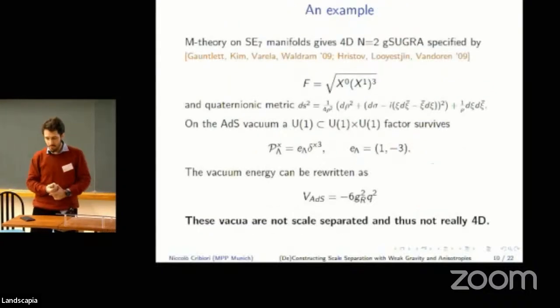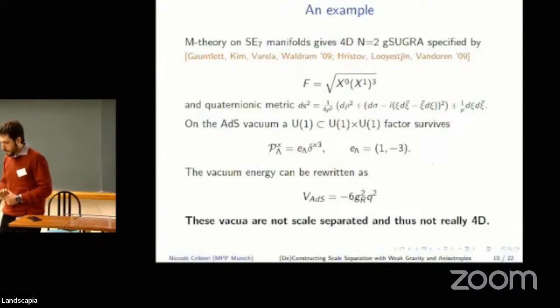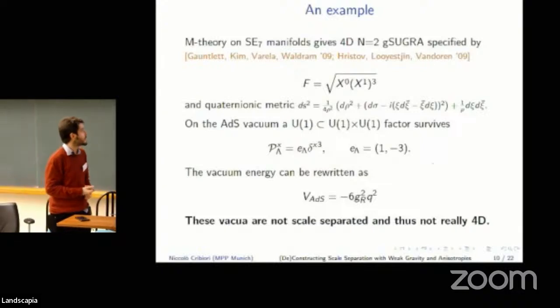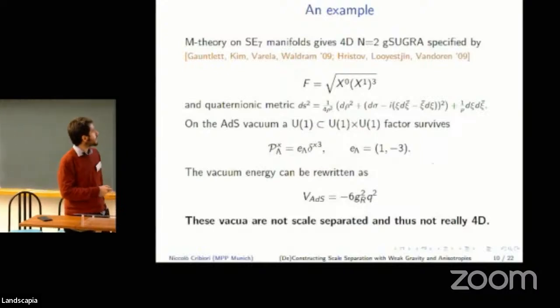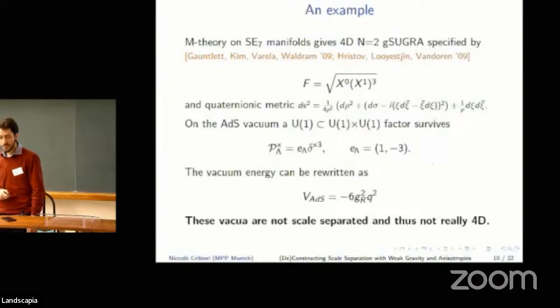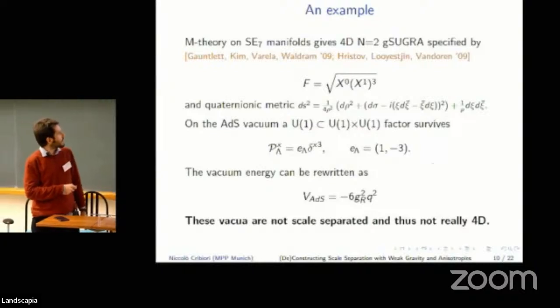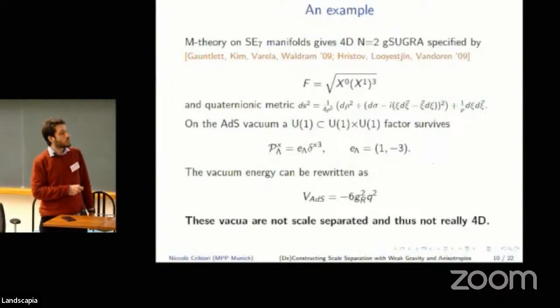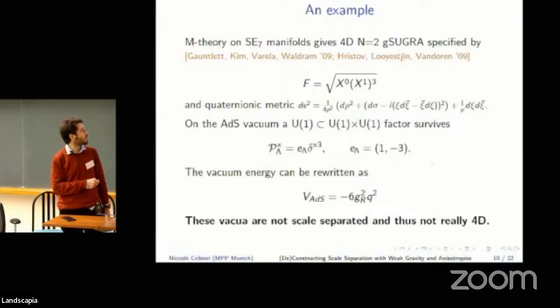So let me give you an example very briefly. A known class of models from top down, which gives for the N equal to 2 gauged supergravity, is M-theory on a Sasaki-Einstein 7-manifold. To specify the theory, you have to tell me the prepotential, which is a function of the scalar field here, and also the quaternionic metric, which is needed to understand the gauge sector, the gauging. You can understand that there is a U(1) cross U(1) gauging, which breaks down to U(1) on the vacuum. So there is a U(1) on the vacuum as expected.